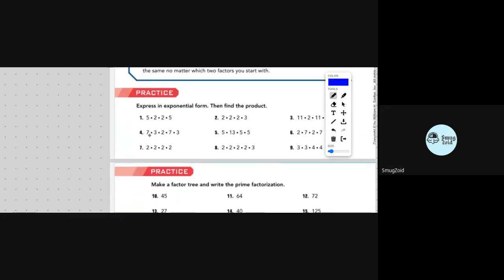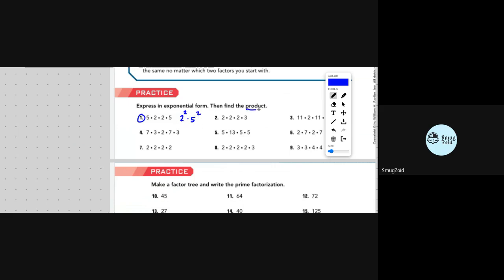Let's go ahead and do a few of these problems together. You're going to be working on 1 through 26. So let's look at number 1. Number 1, this just says express in exponential form and then find the product. So for 1 through 9, we're going to write the exponential form first. So looking at this, what's the smallest factor that you see here? Well, it's a 2. It's occurring 2 times. And then 5 is also occurring 2 times. So my prime factorization would be 2 squared times 5 squared.